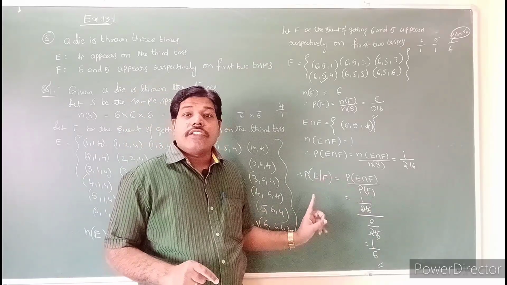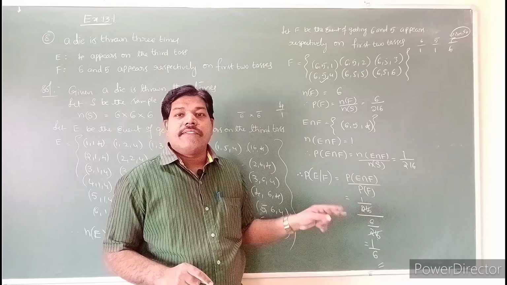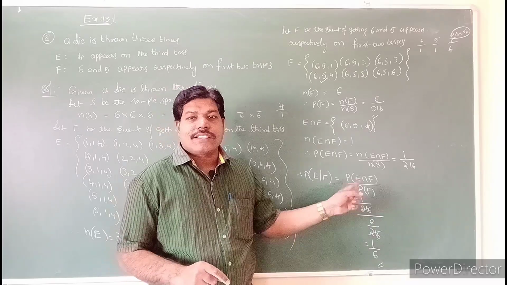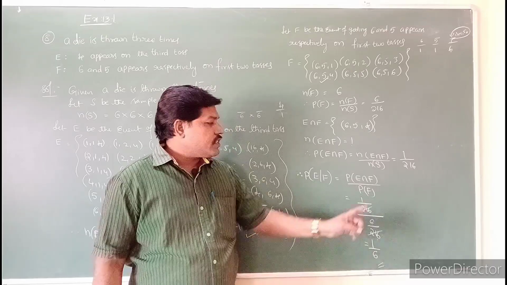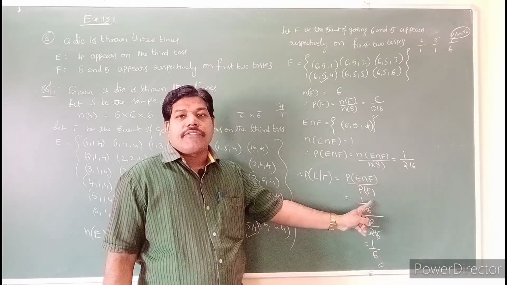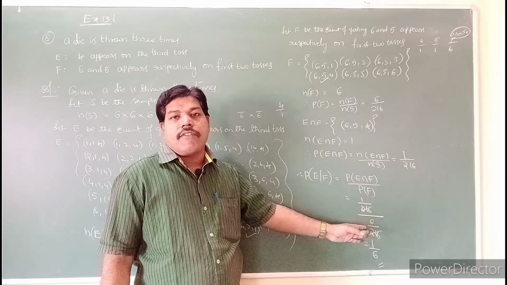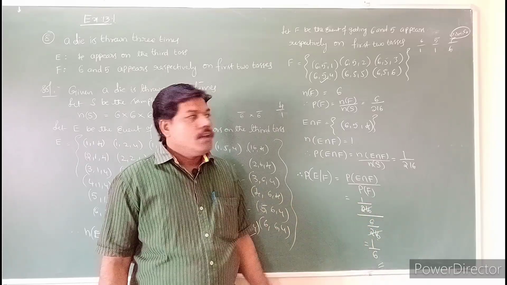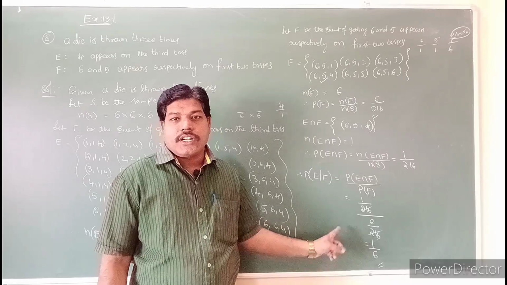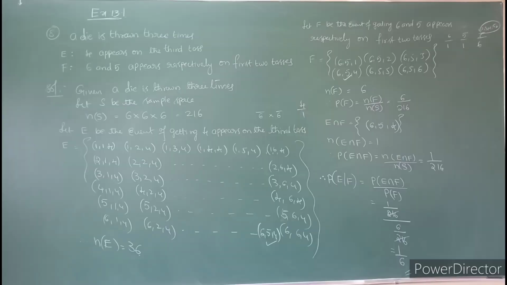So what is the probability of E given F? Probability of E given F is nothing but probability of E intersection F by probability of F. Probability of E intersection F value you have already calculated. P of F value is also calculated. Just substitute the values and cancel the denominators. You will get 1 by 6. Okay. Are you understanding, students? So see that question and practice that question.